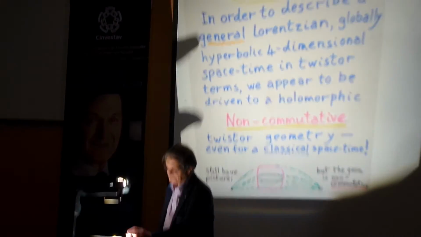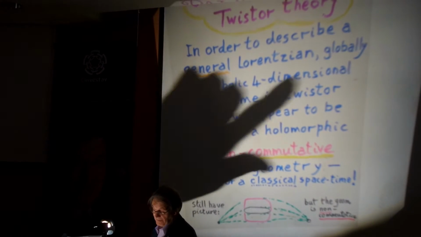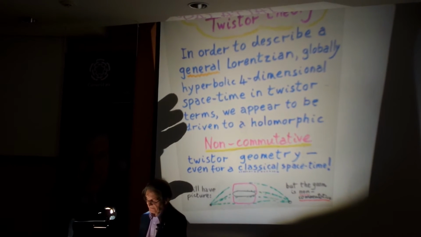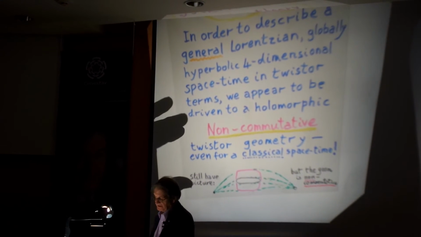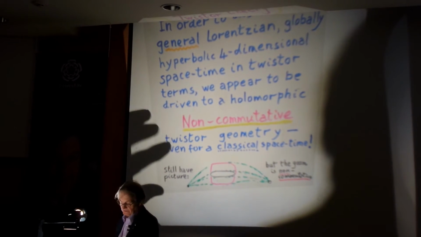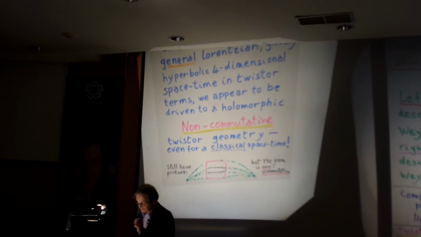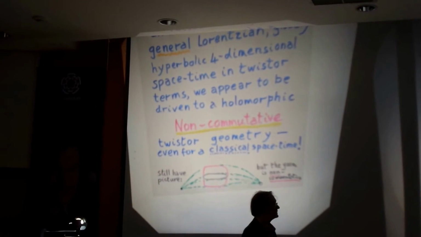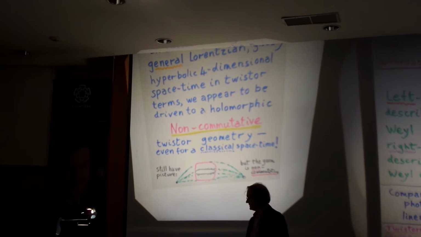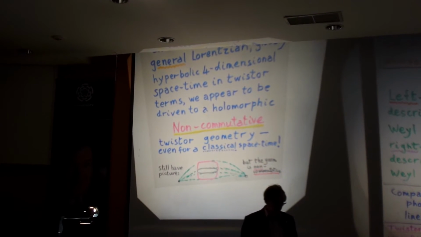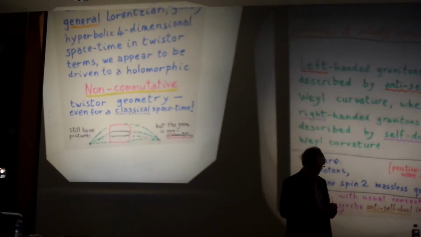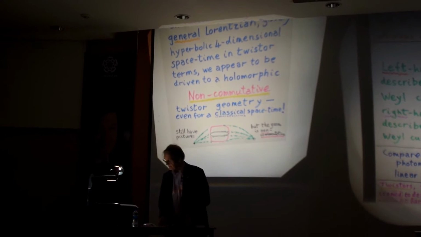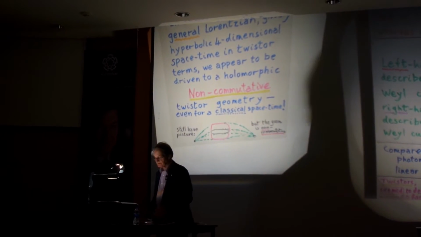In order to describe general Lorentzian, globally hyperbolic, well, that just means that we don't behave too badly globally, space-times, in twistor terms, we appear to be driven to non-commutative twistor geometry, even for classical space-time. See, this is a very quantum idea, and the idea would be to try and drive the thing in the direction of quantum gravity or something. But the things I'm going to say today, except just at the end of my time, will be entirely classical space-time geometry, but doing it in a quantum way. So it's kind of a quantum approach to classical space-time geometry.